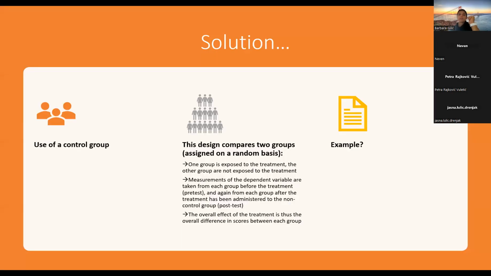Because you don't have a control group. You have to have a control group in your experimental design, because one group is exposed to treatment and the other group is not exposed to your treatment. Why is that so important? Because you can, for example, we'll go to that stupid example.